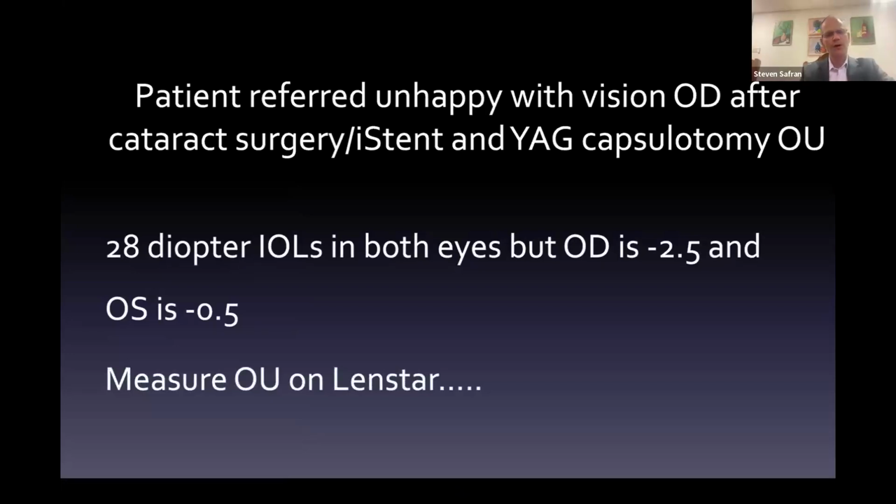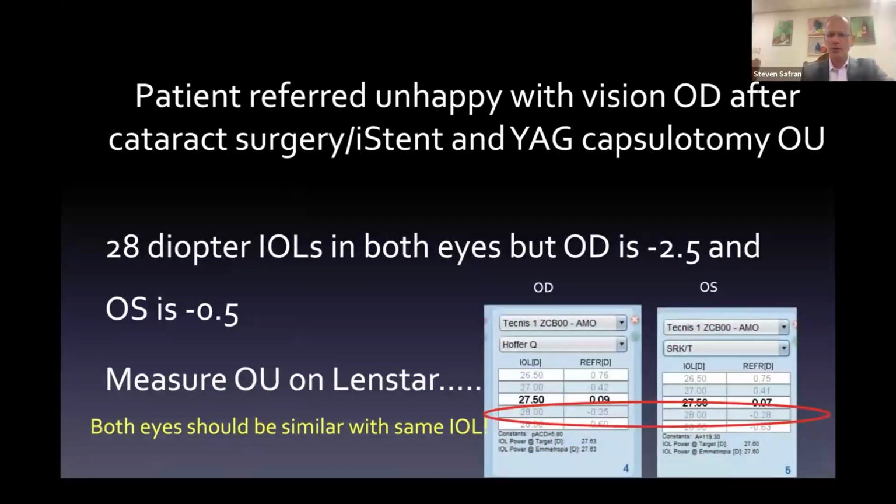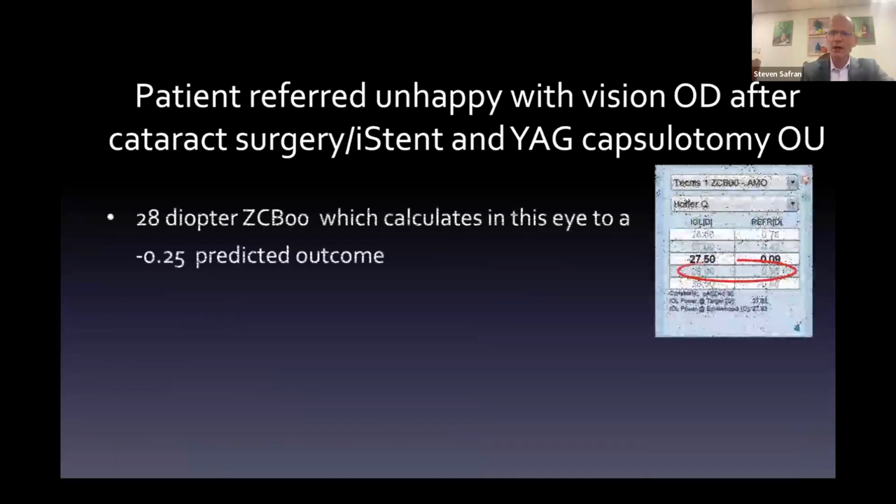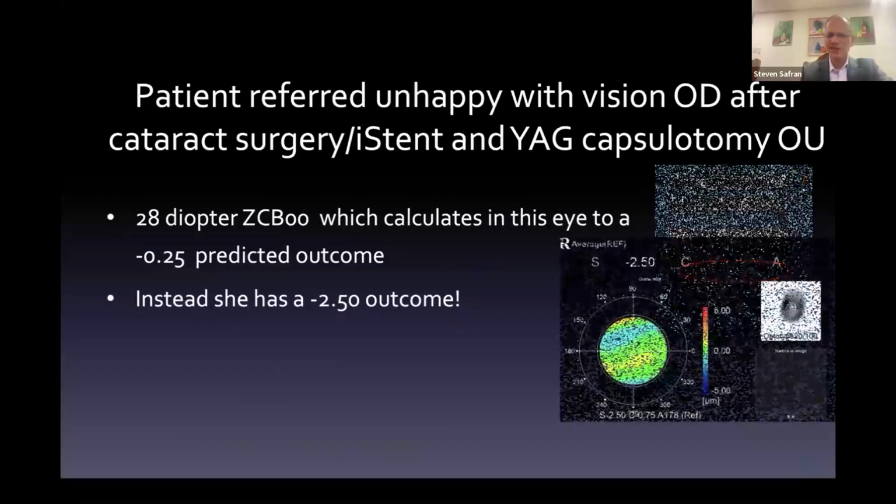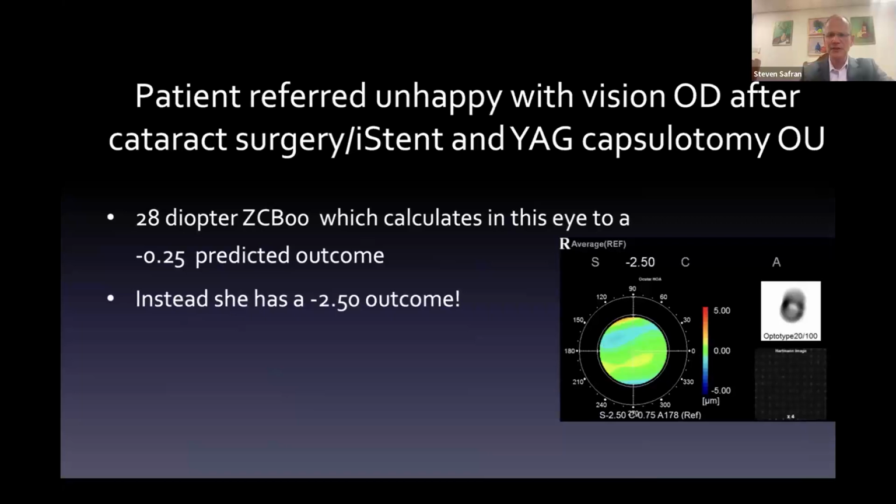So I measure both on the Lenstar in pseudophakic mode, and what it tells me is honestly that both eyes should be pretty similar with that IOL. They both should have a similar refractive outcome. So what's going on? Why is the right eye so myopic? The 28 diopter lens that's in this eye calculates to a minus a quarter outcome, but instead she's minus 2.50.